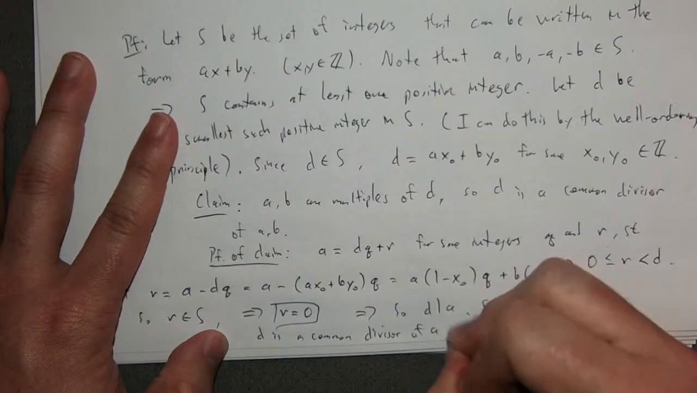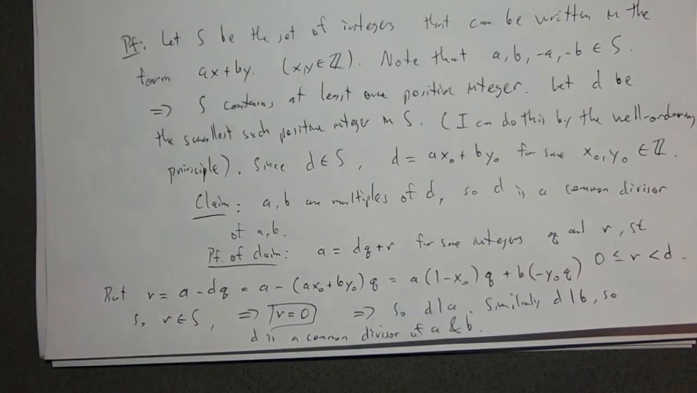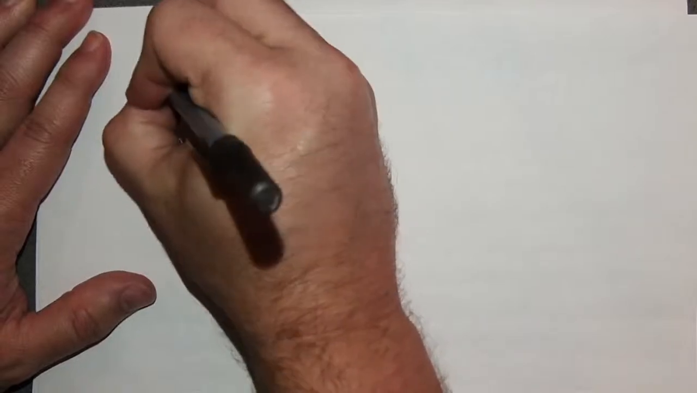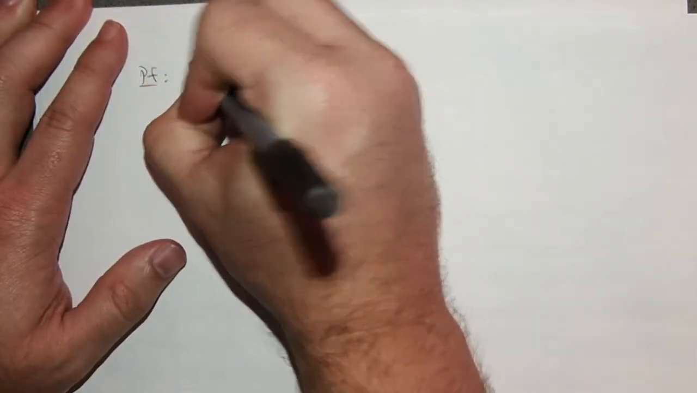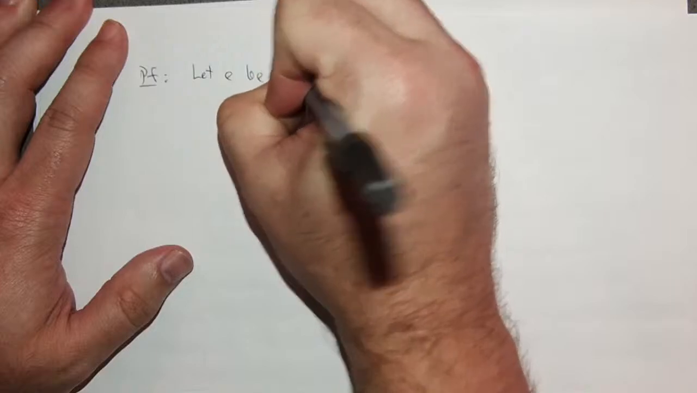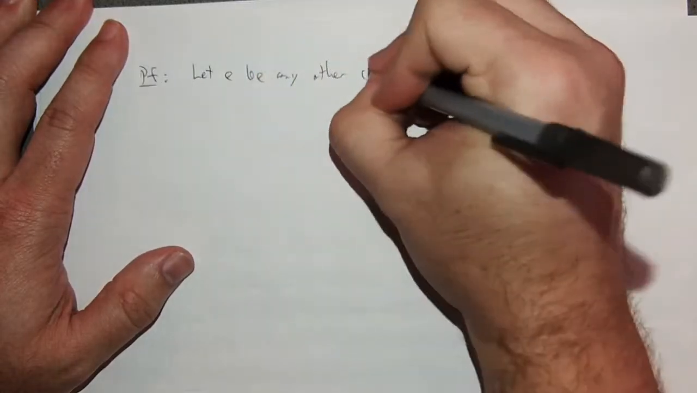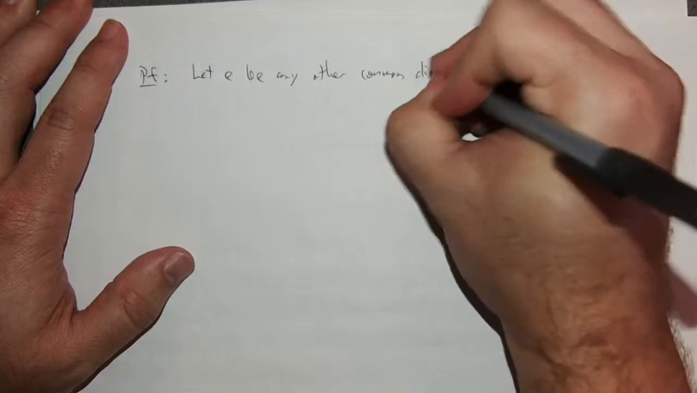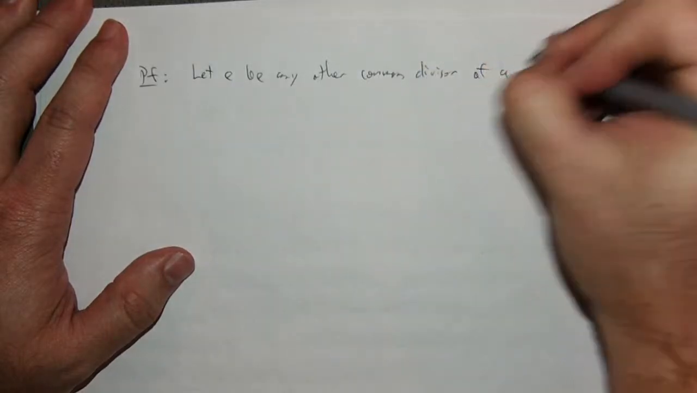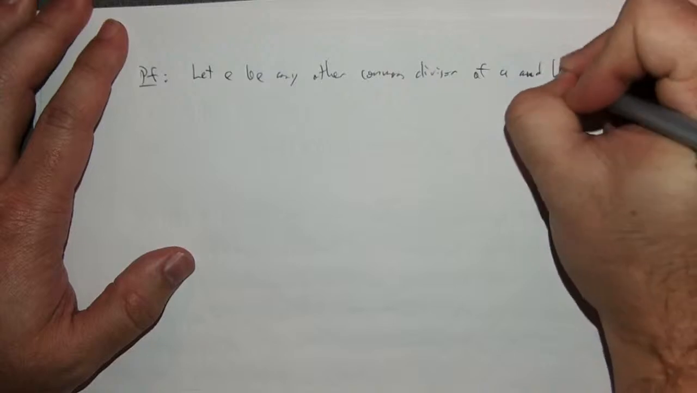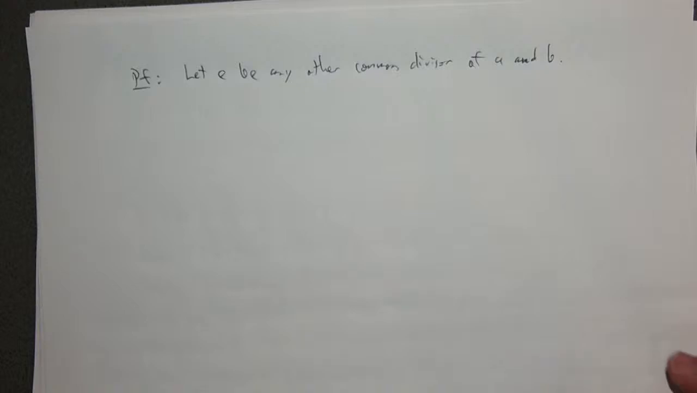Of A and B. All right, so it's a common divisor of A and B. So the quick finish here is to show that it is actually the GCD. Okay, well, so let's continue this proof. Let E be any other common divisor of A and B.